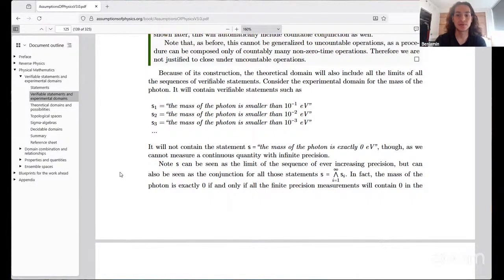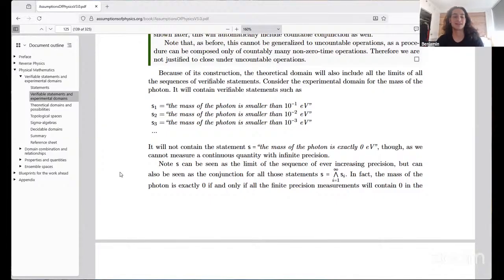Consider the experimental domain for the mass of the photon. It will contain verifiable statements such as S1, the mass of the photon is smaller than 10 to the negative 1 eV, S2, the mass of the photon is smaller than 10 to the negative 2 eV, and in general, Sn, the mass of the photon is smaller than 10 to the negative n eV. So this continues forever. And it will not contain the statement, the mass of the photon is exactly 0 eV, as we cannot measure a continuous quantity with infinite precision.